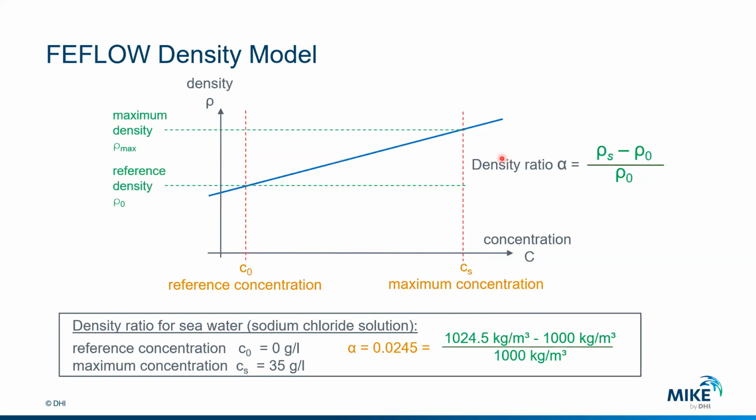This density ratio is very simple to calculate. You need to know the density of your minimum and maximum scenarios. So let's say salt water 1024, fresh water 1000, divided by 1000, then you have a 0.0245 density ratio. So that is what is used. If you are working with other types of fluids, brine or hypersaline environments, then you need to take the correct density and calculate the density ratio for FEFLOW in a similar manner.